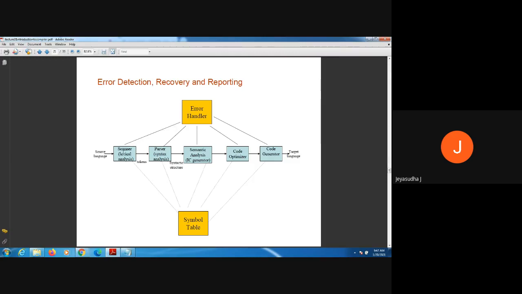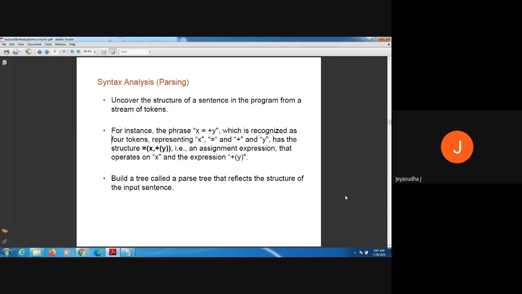Okay, so you'll be getting some errors in lexical, you will be getting some errors in syntax. In each and every phase you will be getting some errors. Those errors will be handled by this error handler. Okay, with this, let me stop and we will continue the phases of compiler in the next class.